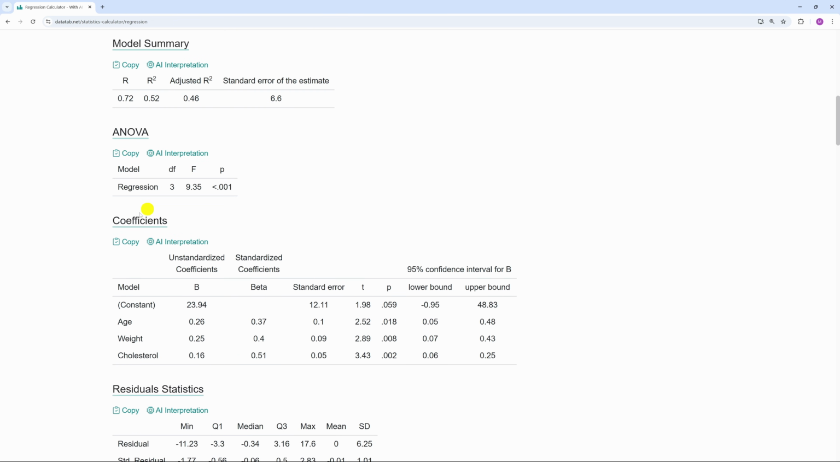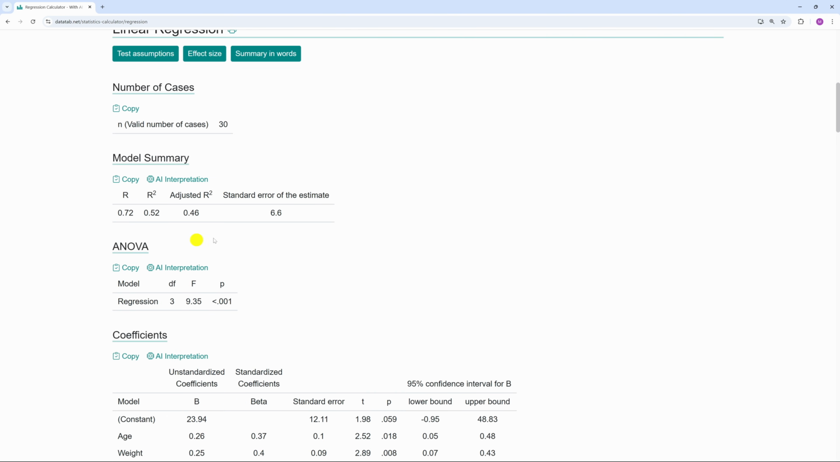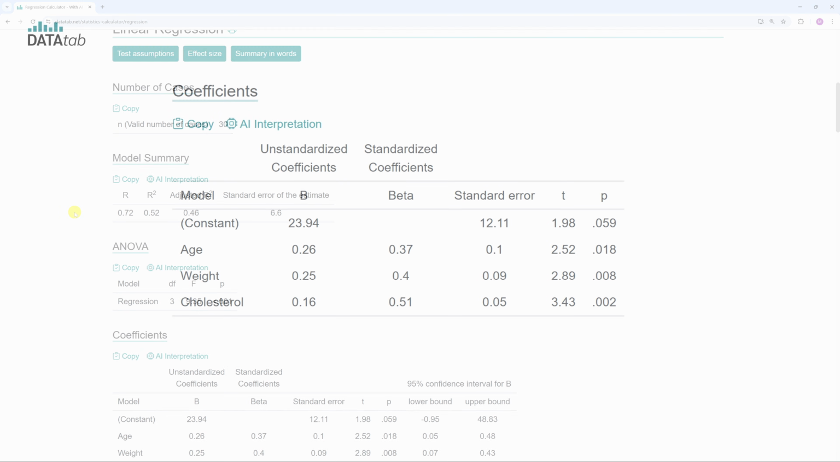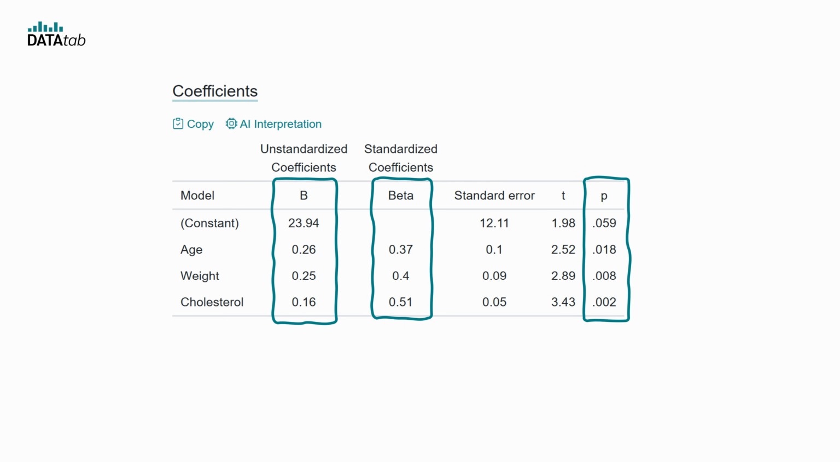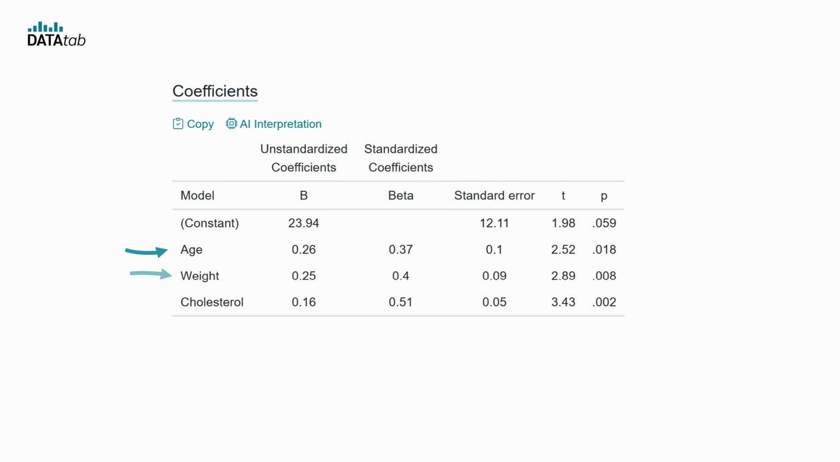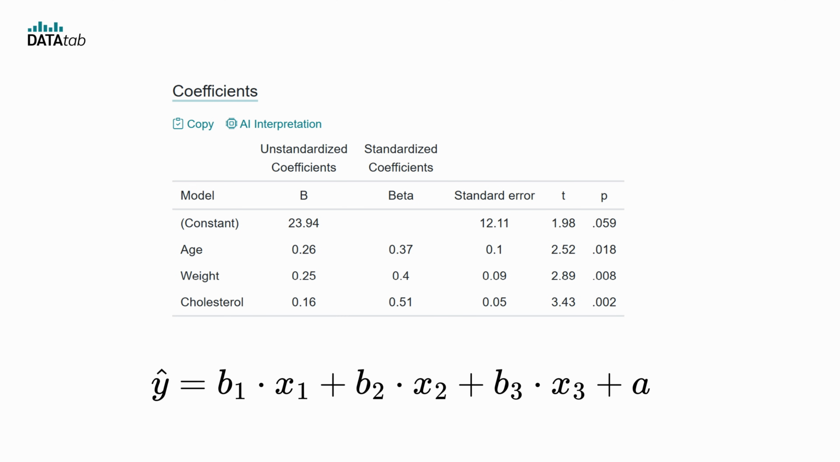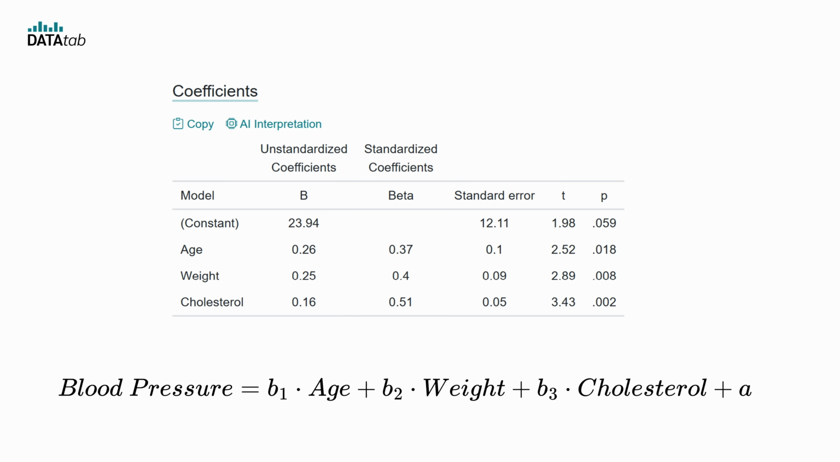Let's start with the most important table, the table with the regression coefficients, and then take a closer look at the model summary table. We will focus on these three columns. Here we can see the three independent variables, age, weight, and cholesterol. The first row represents the constant. So in our regression equation, let's replace x1, x2, and x3 with their corresponding names. So we want to predict blood pressure based on a person's age, weight, and cholesterol levels.